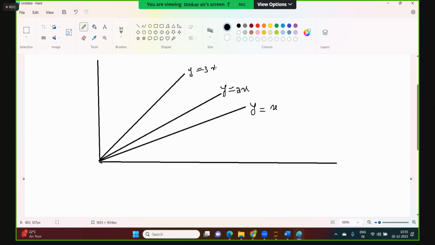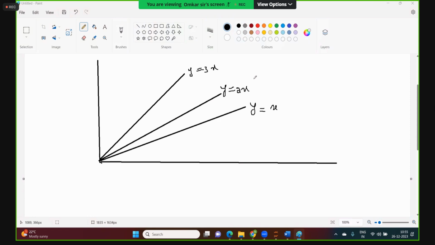Are you able to see this kind of thing? One line above one line. Are you able to see this kind of thing? One line above one line.